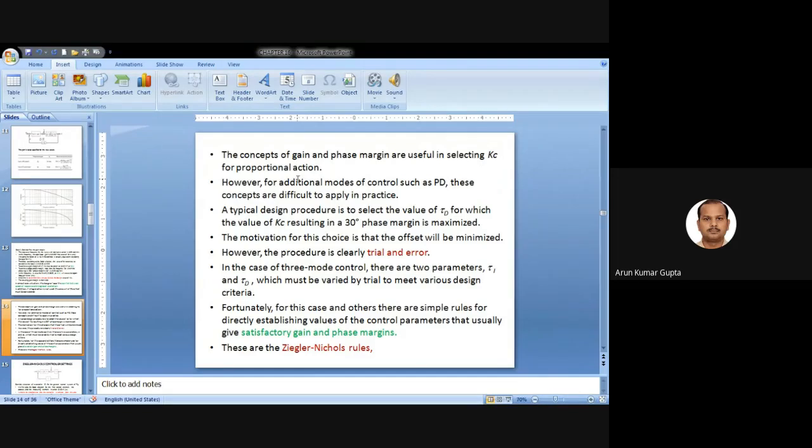The concepts of gain and phase margin are useful for selecting the Kc for proportional action, and we also find that for additional modes of control such as PD, these concepts are difficult to apply in practice. So PD generally we do not consider in this kind of analysis. A typical design procedure is to select the tau d for which the value of Kc resulting in a 30-degree phase margin is maximized. The motivation for this choice is that offset will be minimized. However, the procedure is clearly trial and error.